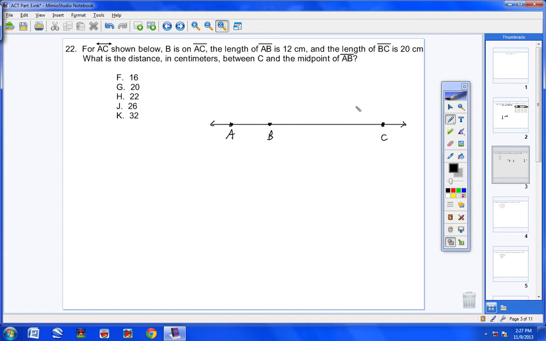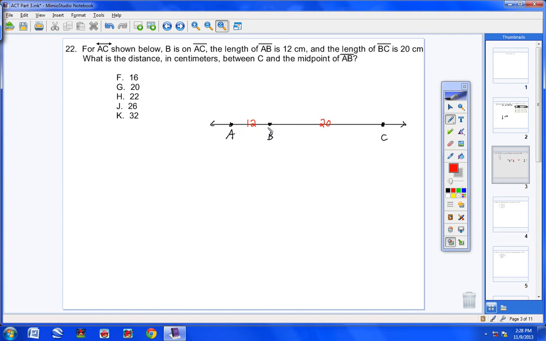For line AC, B is on AC, which simply means they're all in a straight line. And the length of AB is 12, so I'm going to put a 12 right here between A and B. And the length of BC is 20, so I'm going to put a length of 20 right here on BC. What is the distance in centimeters between C and the midpoint of AB?